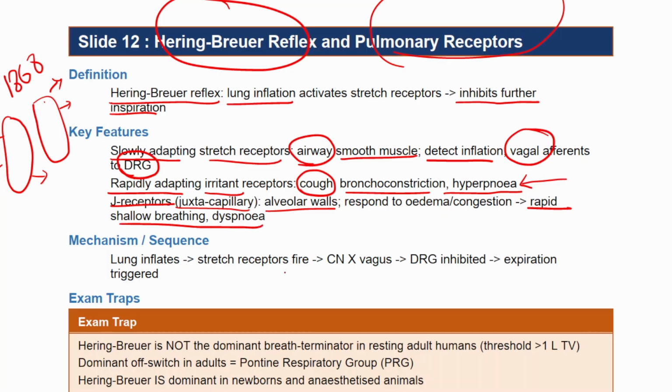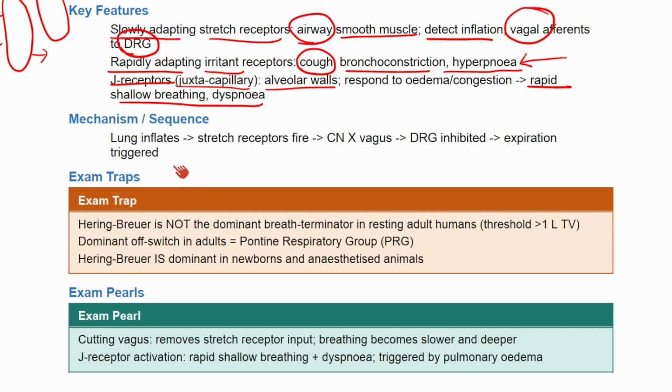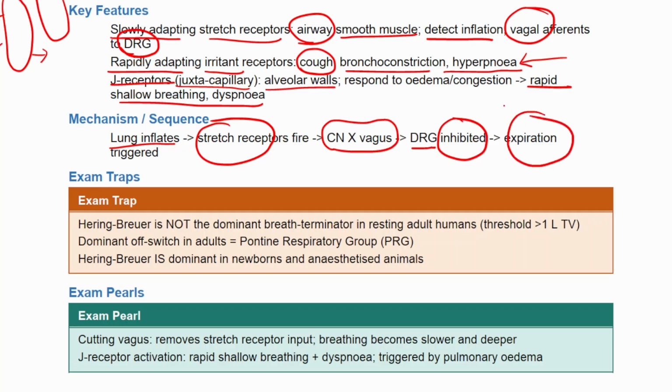This is one reason patients with heart failure and pulmonary edema feel so breathless. So let's review the mechanism once again. Lung will inflate, and as a result, the stretch receptors in the airway will fire. The signal will go through the vagus nerve to the dorsal respiratory group of the medulla, and it will be inhibited. That means it will be stopped, and as a result, expiration will be triggered. It will be very easy to understand if you could follow along the previous slides that I taught in detail.